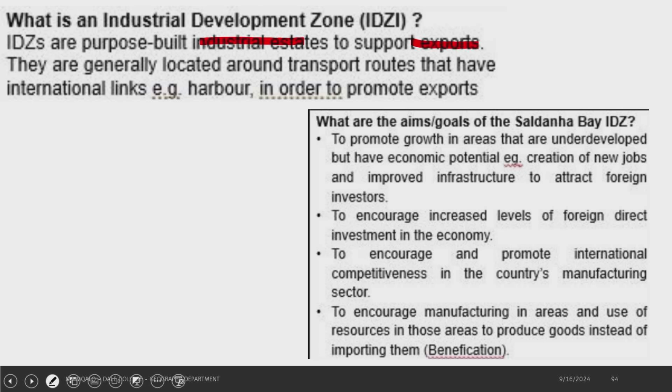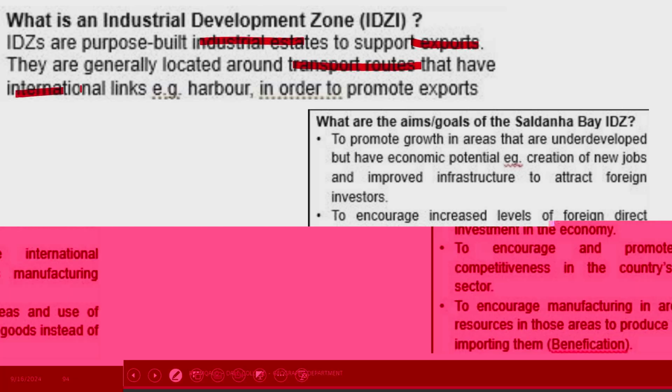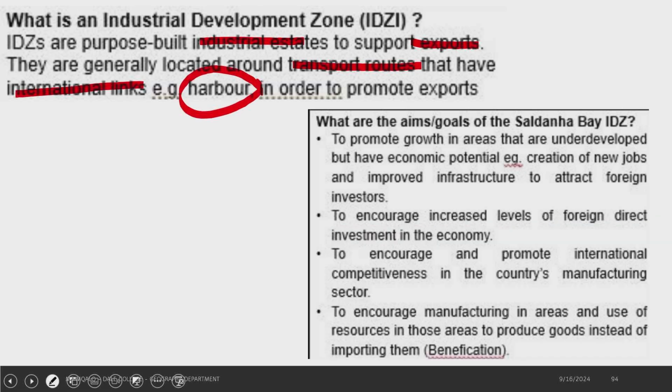You've heard me mention it, sustainable economic development. We want to ensure generational wealth and growth in this particular place by establishing an IDZ. And the main core focus is all about exports, because the more you export, the more money comes into your country and you have a positive trade balance. They are generally located around transport routes that have international links. So that would be your harbors, your ports, and your airports.